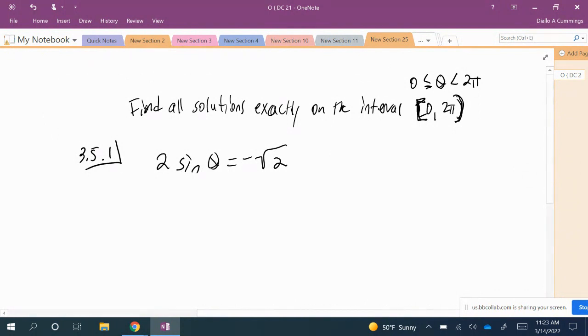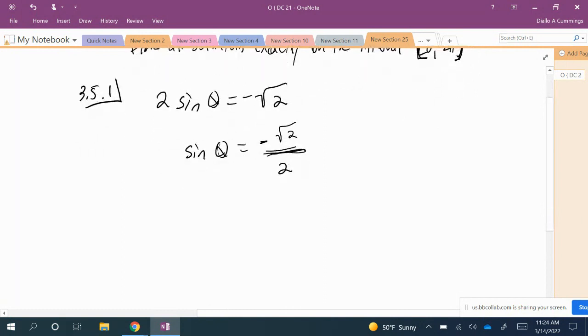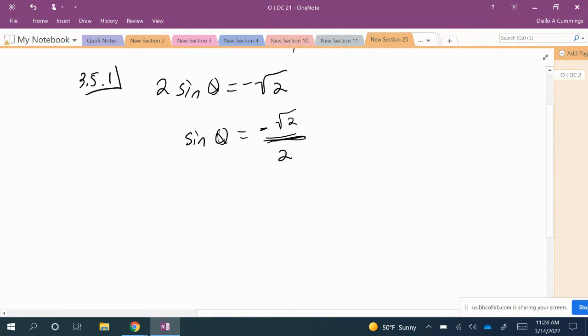So in order to solve it, we're going to isolate for theta. Right, so the first thing I'm going to do here is divide both sides by 2. So I have the sine of theta is equal to negative square root of 2 over 2. Right, so notice we've isolated for the sine of theta. Right? So this is how we're going to interpret this.